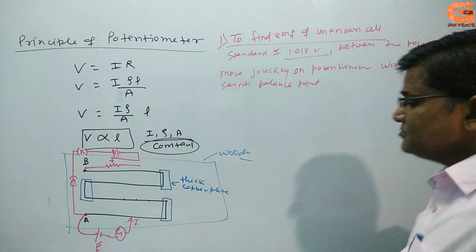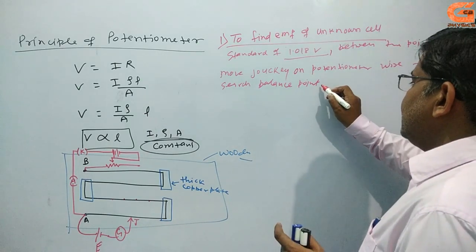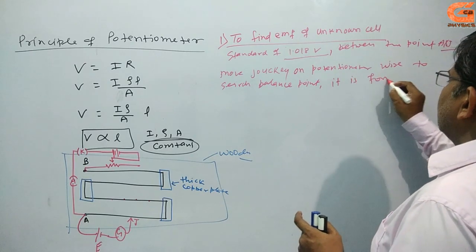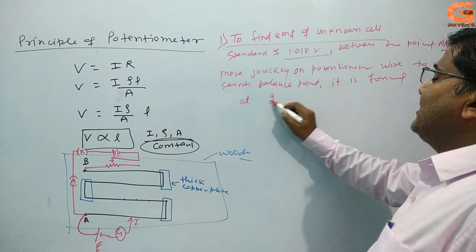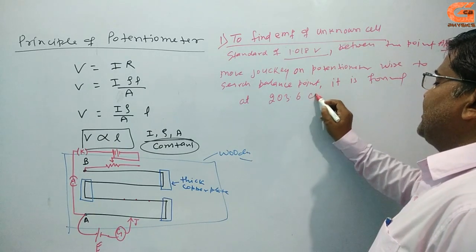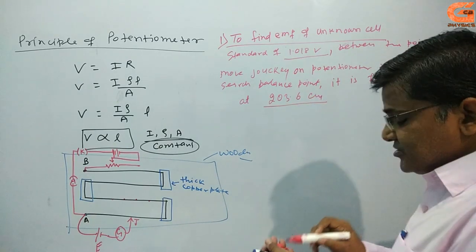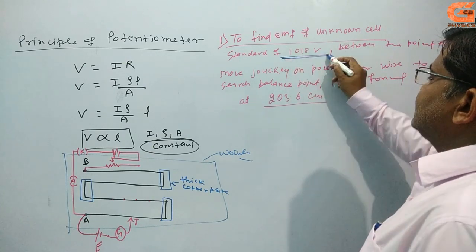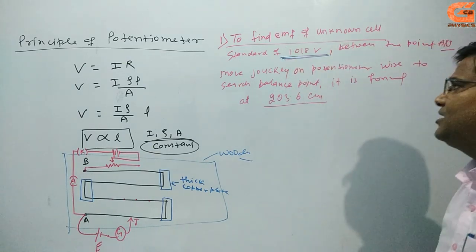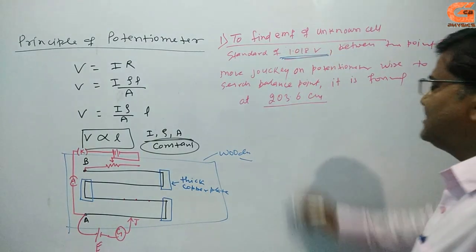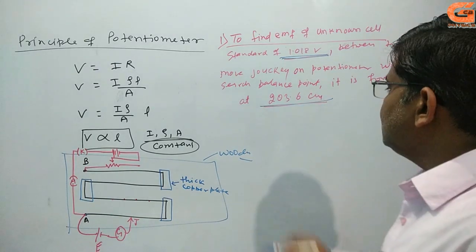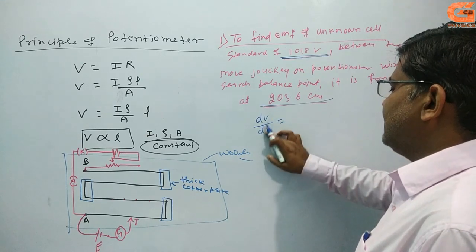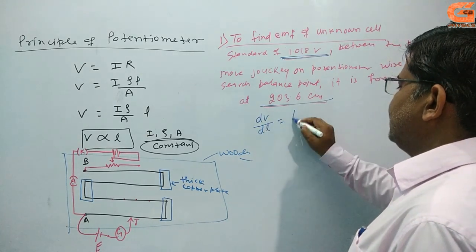Okay, then it is found at 203.6 centimeter, because it is fixed. Why? The potential difference is 1.018 volt, and that's why it is fixed. Then you can find the value of the potential gradient.